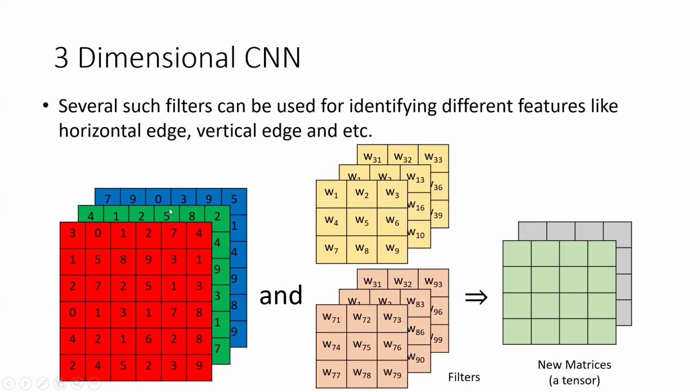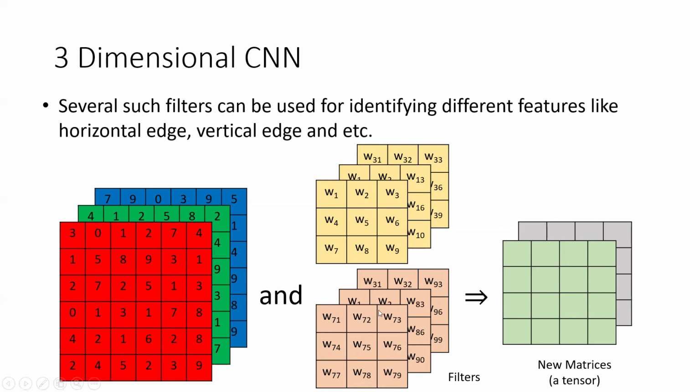Each of the filters will be applied with these 3 matrices, or the three-dimensional matrix, or the rank 3 tensor, right? So this is not known as a matrix, because this is a 3-dimensional data structure. This is known as a tensor, right? So as I mentioned some time back, a vector is a rank 1 tensor, a matrix is a rank 2 tensor. This is a rank 3 tensor, right?